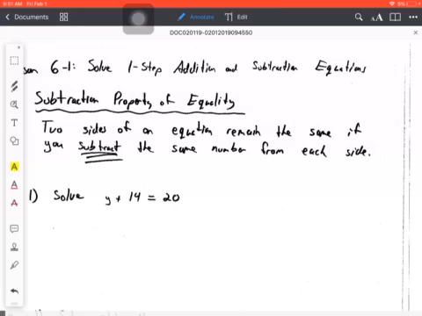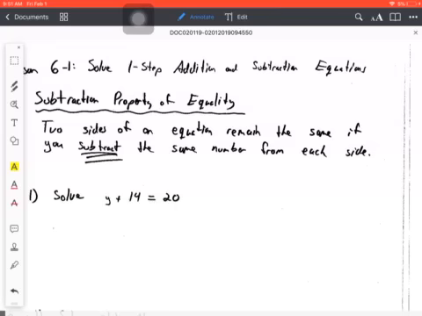All right, so today we're going to be talking about Lesson 6-1. This is Chapter 6, Lesson 1. This is about equations and inequalities. We're going to be looking at solving one-step addition and subtraction equations. The reason why we call them addition and subtraction equations is because when we look at these, we have a variable and something is being either added or subtracted.